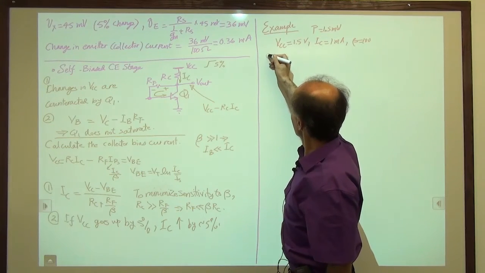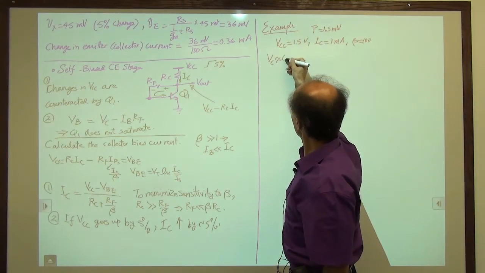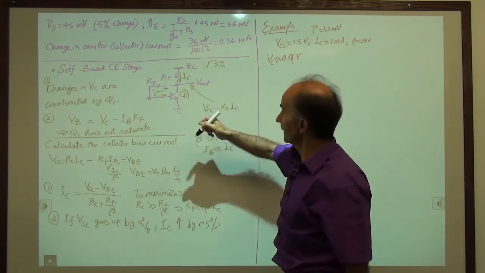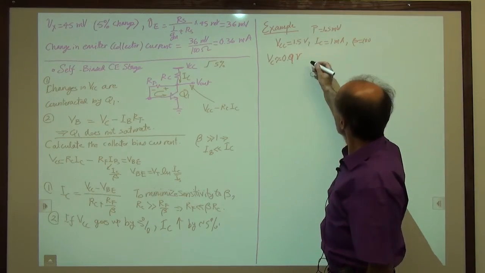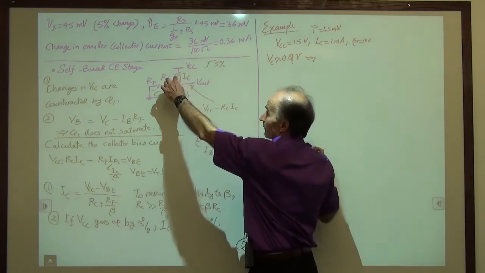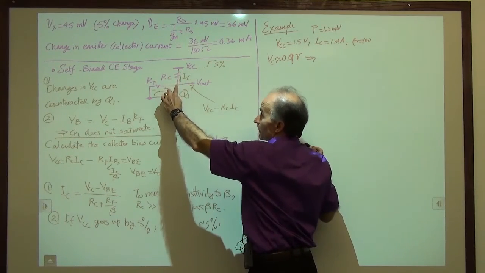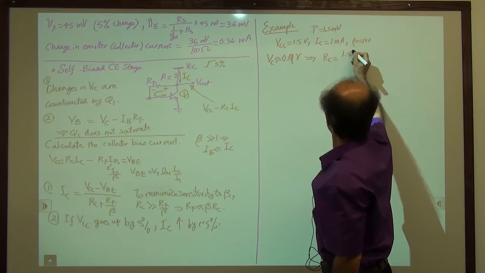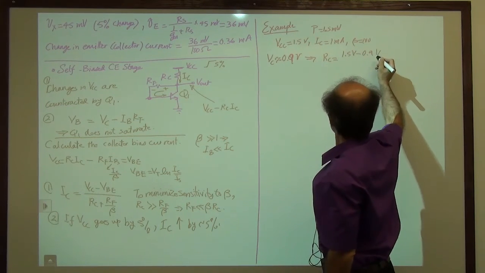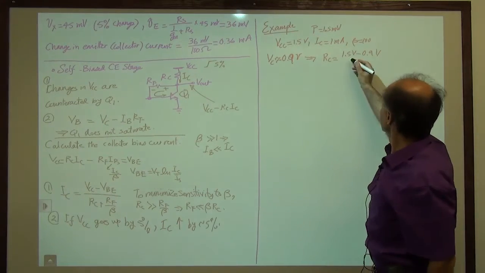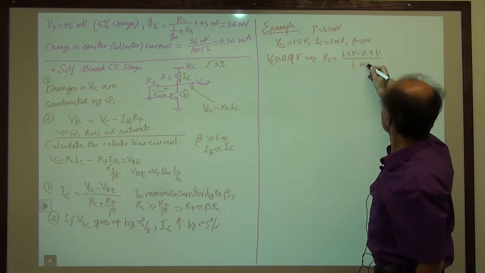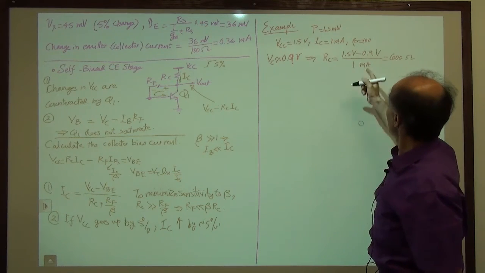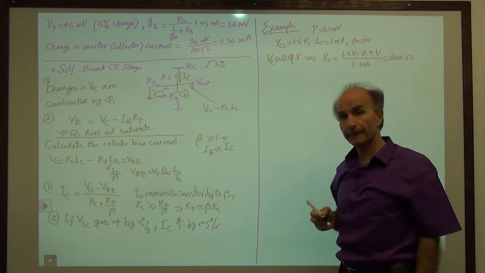So I'm thinking that VC is about 0.8 volts, maybe 0.9 volts, because we do have some drop across RF. So that means we have a voltage drop of 1.5 minus 0.9 across RC. So RC is given by 1.5 volts for the supply, minus 0.9 volts, because that's what we have at the collector, that's our guess, divided by the collector current, 1 milliamp. And that happens to be 600 ohms.